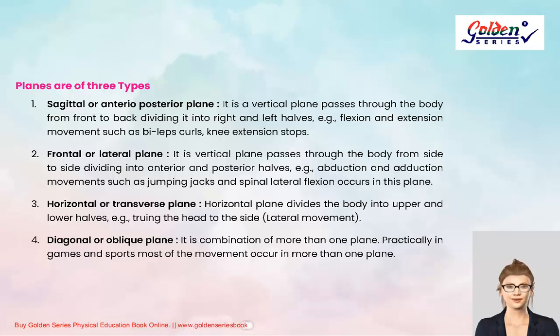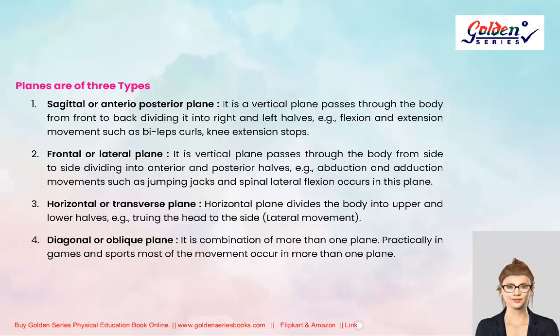2. Frontal or lateral plane. It is a vertical plane that passes through the body from side to side, dividing it into anterior and posterior halves. Example, abduction and adduction movements such as jumping jacks and spinal lateral flexion occur in this plane.